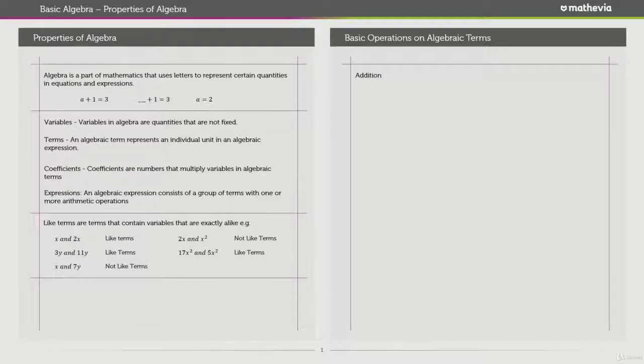So let's talk about addition of algebraic terms. If you have x and x, these are like terms, you can add them up and it gives you 2x. Just like 1 plus 1 gives you 2, x plus x gives you 2x.